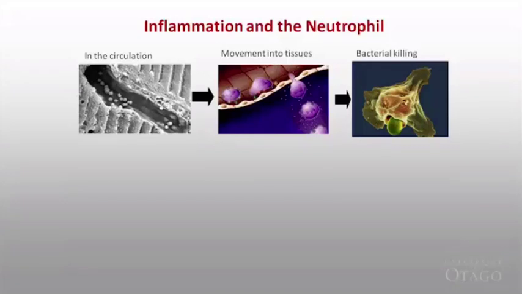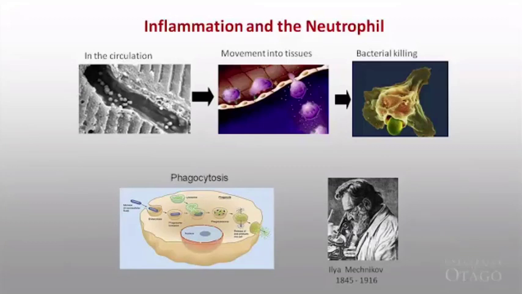Here's a picture of one cell engulfing a bacterium. They do this by literally swallowing that bacterium and killing it inside themselves. Now, this process has been known for a very long time, in fact, and it was this man, Ilya Mechnikov, who first saw this phenomenon down the microscope, and he called it phagocytosis. He saw it happening in a starfish larvae and realised that this process is common across most organisms.